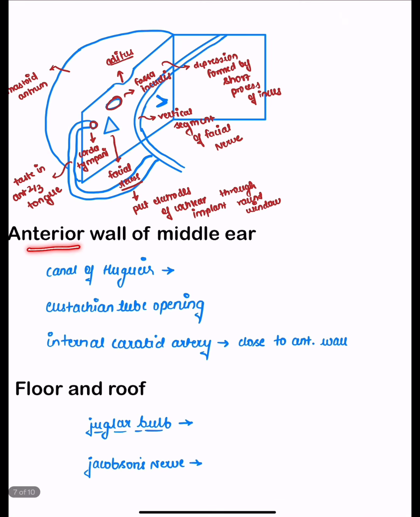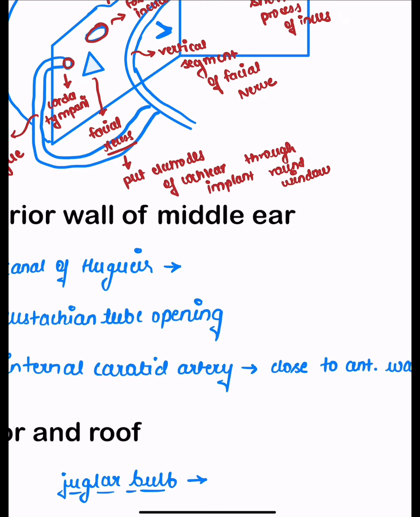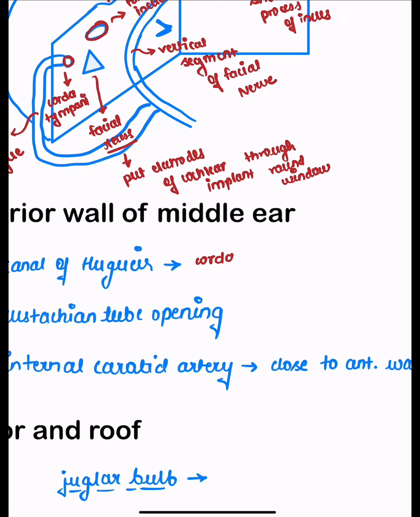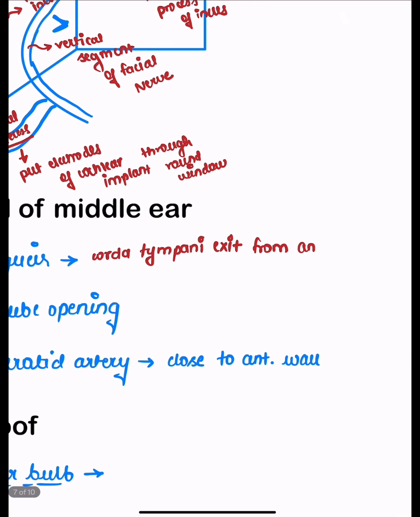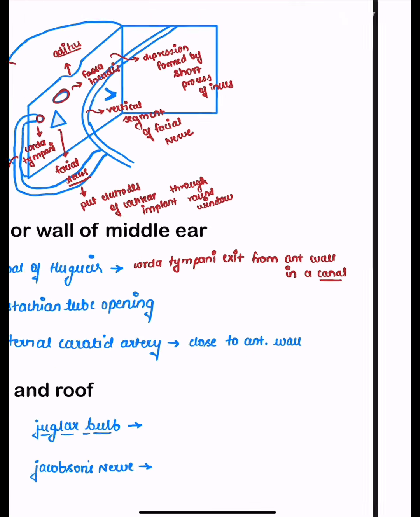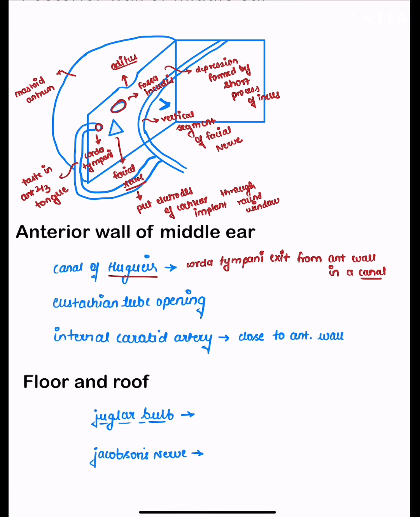Next comes the anterior wall. The chorda tympani exits from the anterior wall in a canal which is known as the canal of Huguier. The anterior wall has the eustachian tube opening, and the internal carotid artery lies close to the anterior wall.